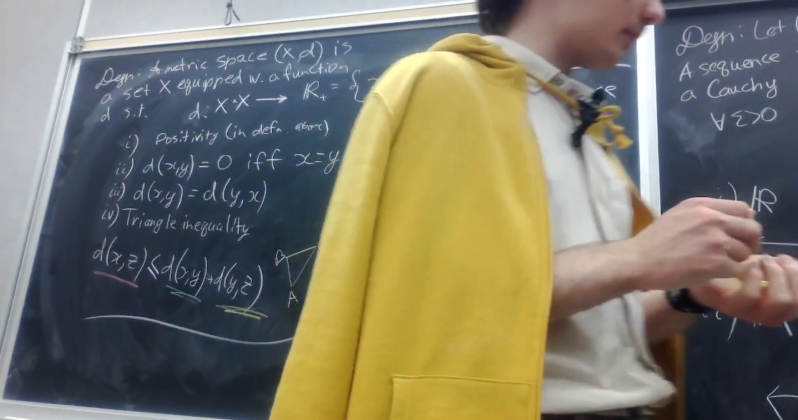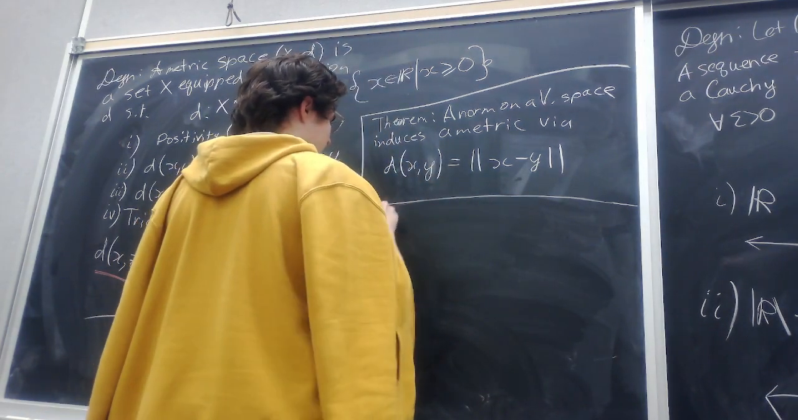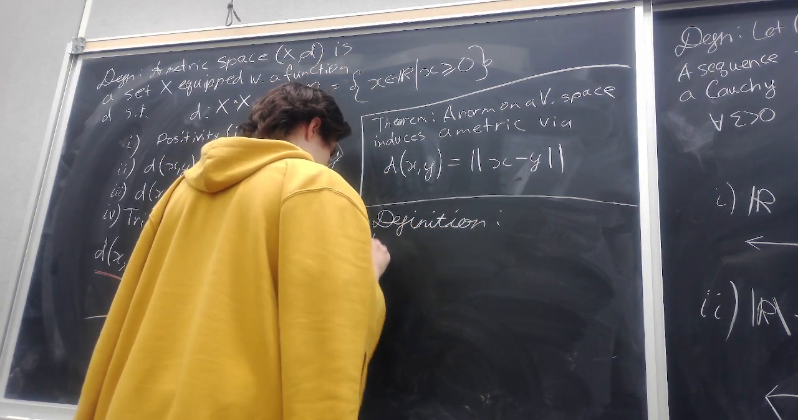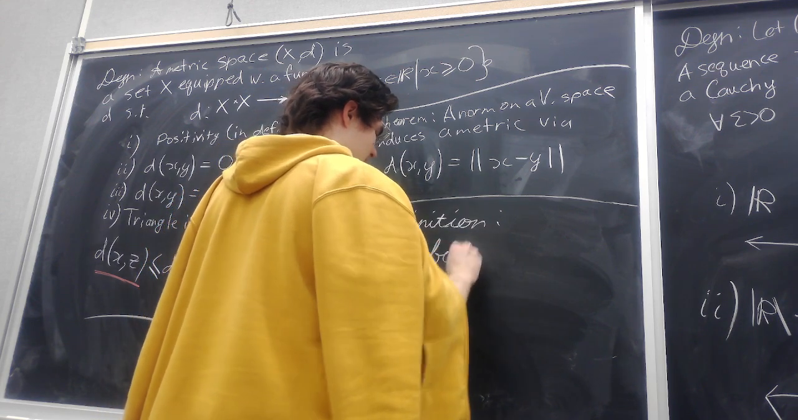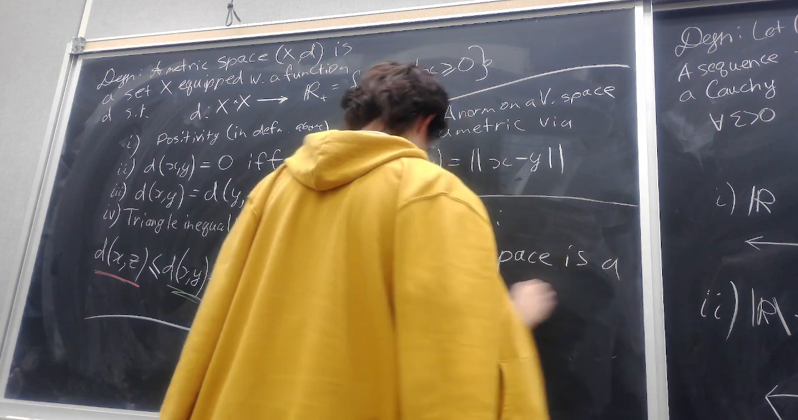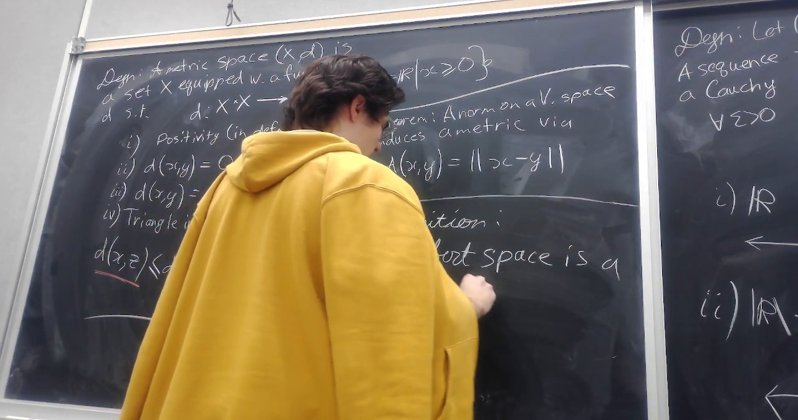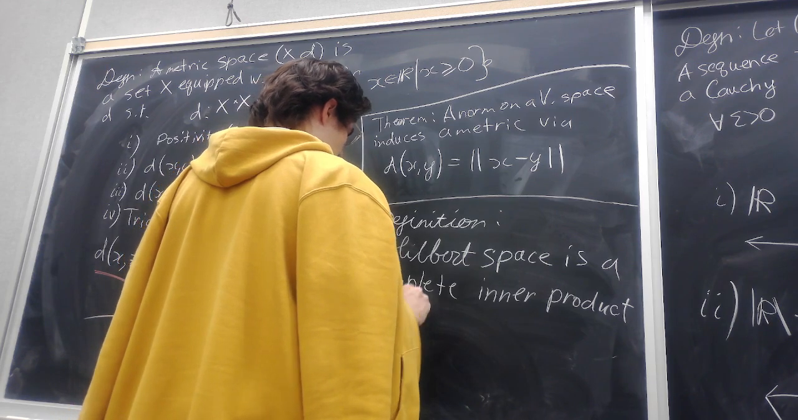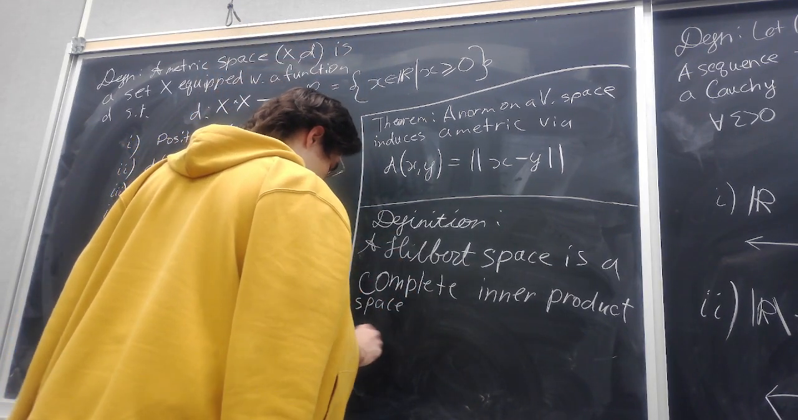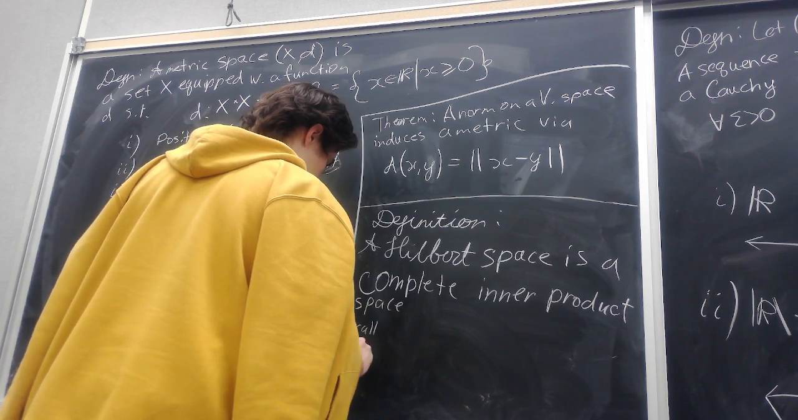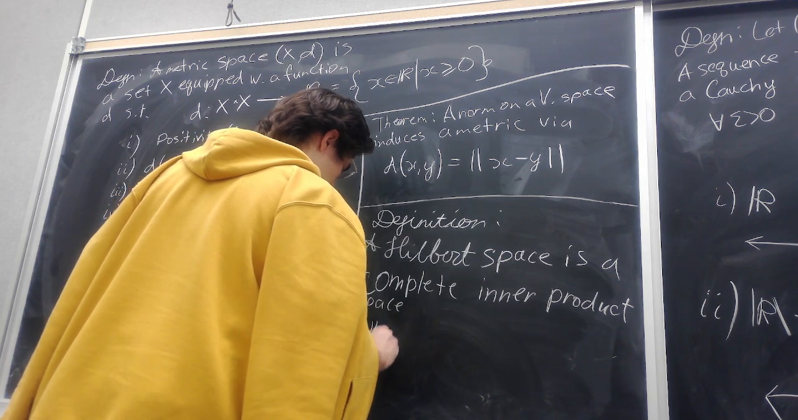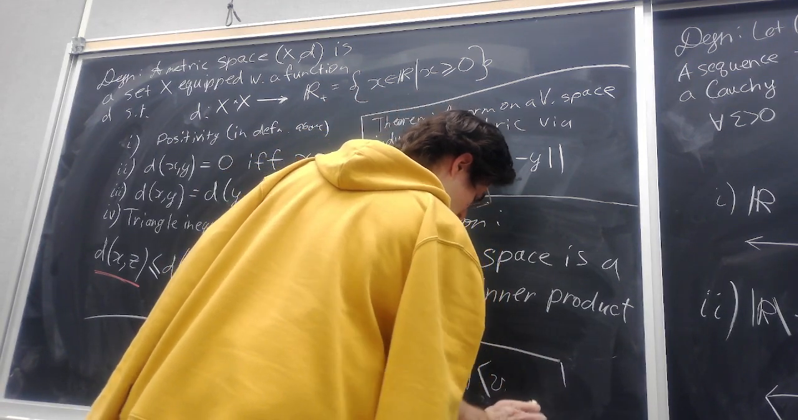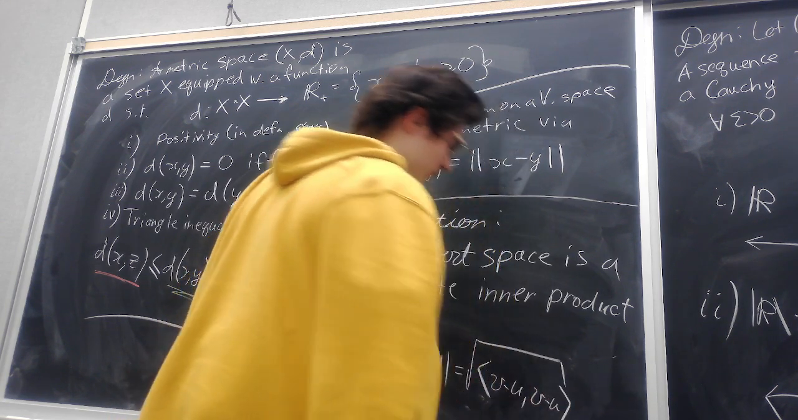this makes sense. Okay, now finally for our last definition. A Hilbert space is a complete inner product space, where the metric is defined in terms of the norm. So recall, d(u, v).